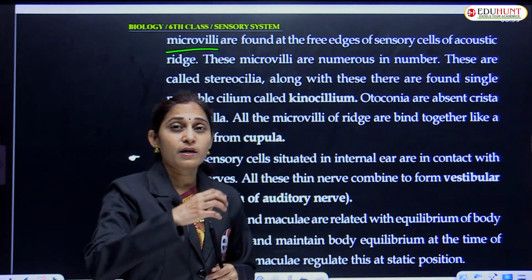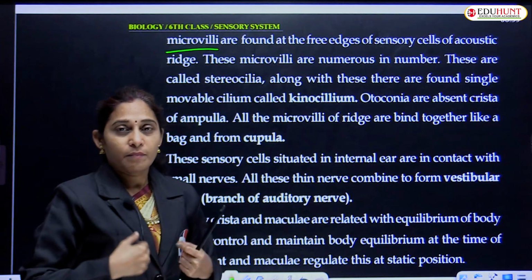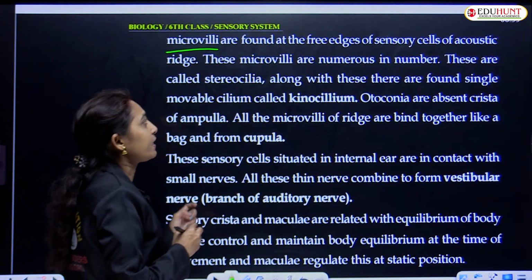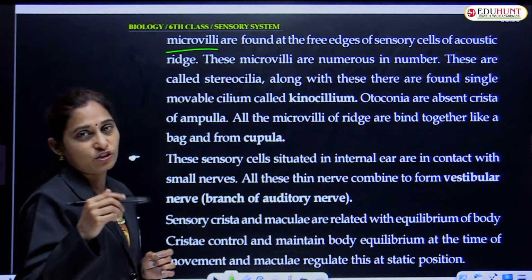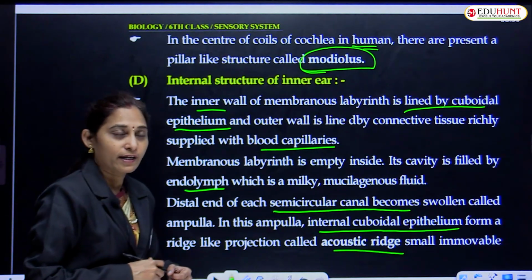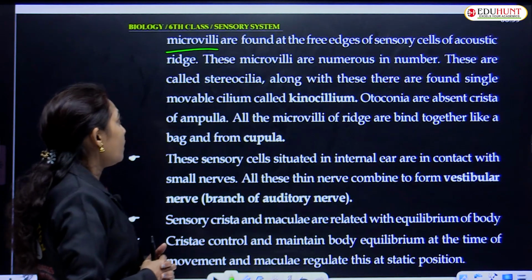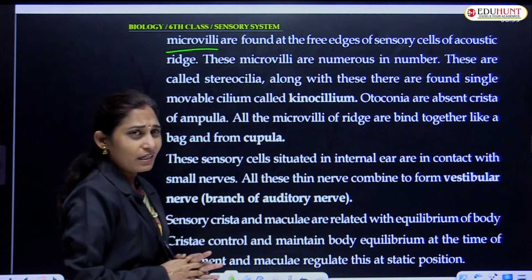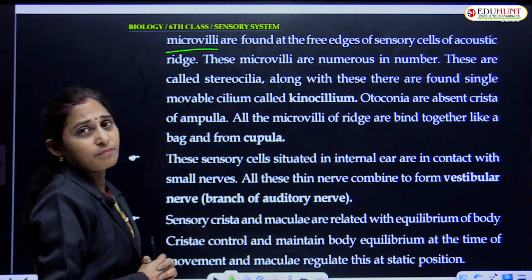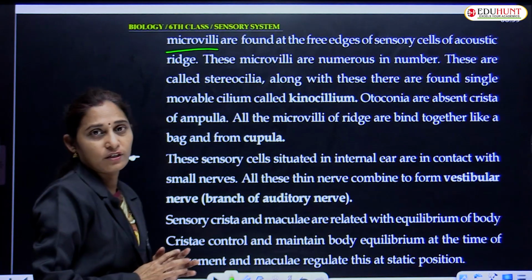They absorb the digested food. To absorb, they are present in our small intestine. Similar microvilli are here, but these are called the pillar-like structures. They are made up of cuboidal epithelial tissue, and this acoustic ridge has some sensory cells of acoustic ridge.